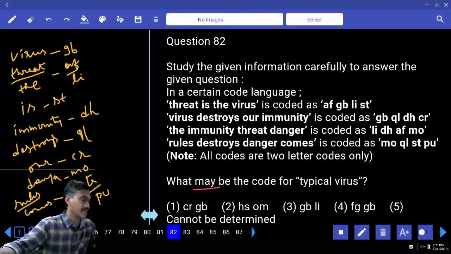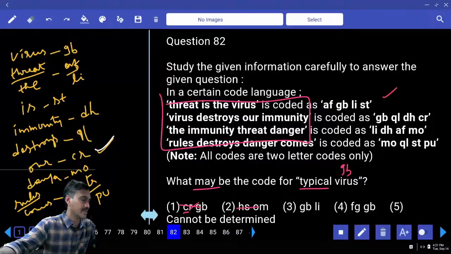And 82, what may be the code for typical virus? Maybe అంటే అర్థం ఏం చెప్పండి, possible code. Not typical and virus. Virus is GB, అది మనకు ఆల్రెడీ తెలుసు. And typical is a new word which is not present in any one of the statements given. కనుక టిపికల్కి కోడ్ ఏమవ్వాలి? ఇక్కడ ఇచ్చిన కోడ్ కన్నా డిఫరెంట్ ఏదైనా అయ్యి ఉండాలి. డన్. హెన్స్ జీబీ అండ్ టిపికల్ జీబీసీఆర్. సిఆర్ మనకు అయ్యే ఛాన్స్ ఉందా? టిపికల్కి లేదు, బికాస్ సిఆర్ ఈజ్ ద కోడ్ ఫర్ అవర్ బట్ నాట్ ఫర్ టిపికల్. చాయిస్ 1 ఈజ్ రూల్డ్ అవుట్.